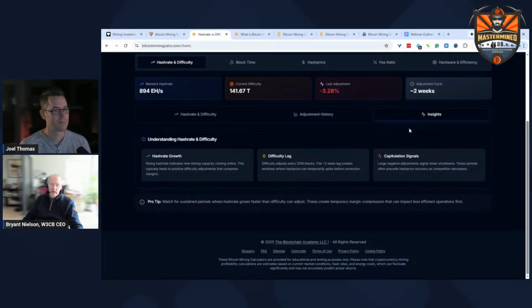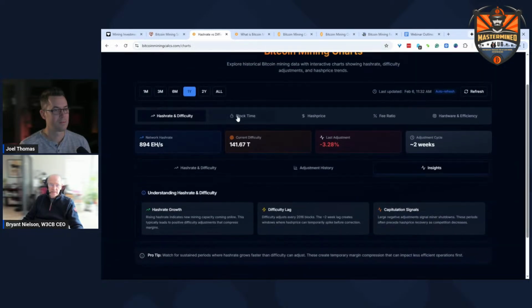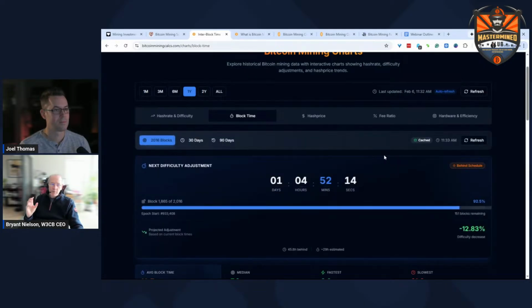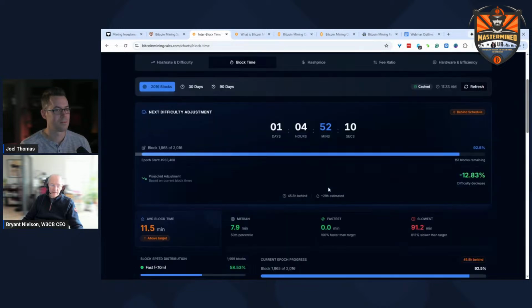And of course, as with all the tools, we provide insights. But here's another one: block time. People know from the very start that Bitcoin blocks are theoretically every 10 minutes, but what we found is that it's really not. Again, here we have the difficulty adjustment. When is the next one happening? It's going to happen sometime tomorrow, and we're estimating that it's going to drop by another 12.83%.